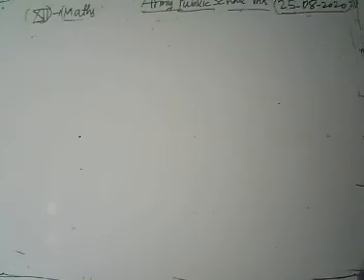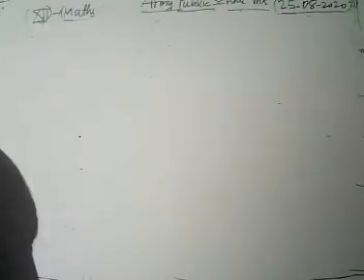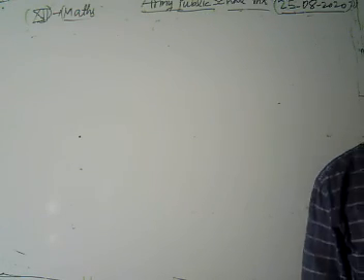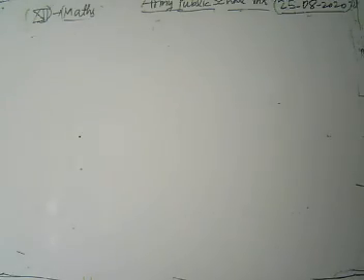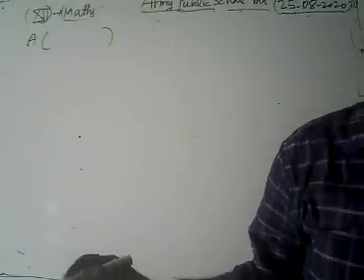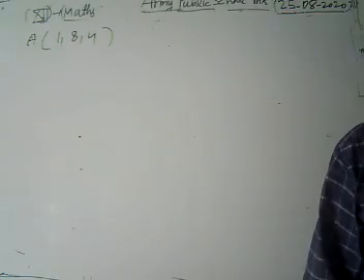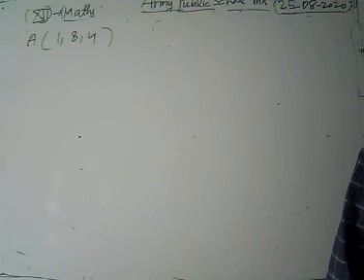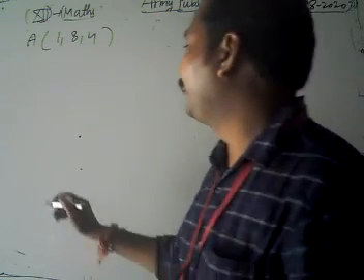Now look, we have moved to our next topic. How can we find the foot of a perpendicular from a fixed point? Find the coordinate of the foot of the perpendicular drawn from the point. We are given a point A, 1, 8, 4. Find the coordinate of the foot of the perpendicular drawn from the point A to the line joining the points given there.